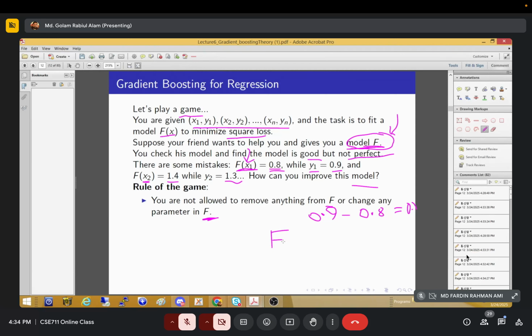So that's the question here. Okay, that's the game here. That is, the model f is fixed, and then you need to improve it. Then how can we do that? Okay, so that is actually in gradient boosting.